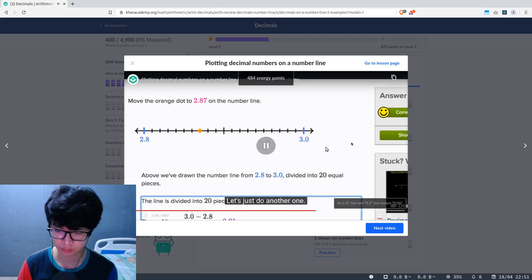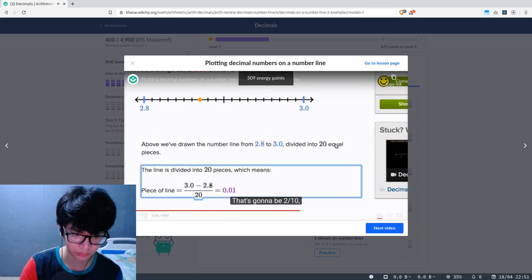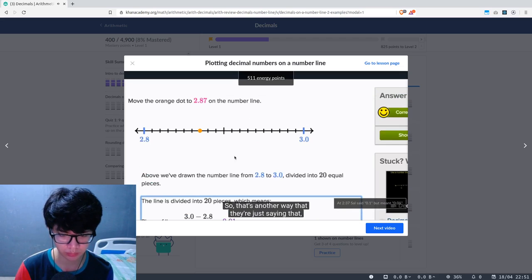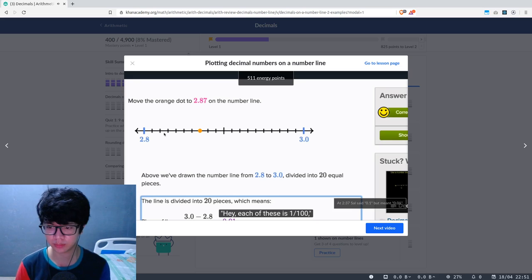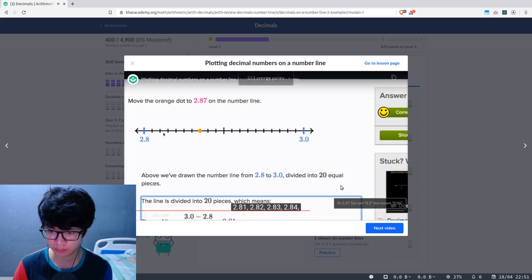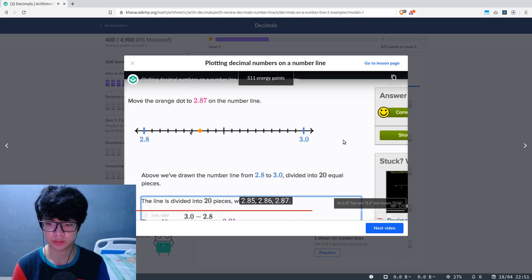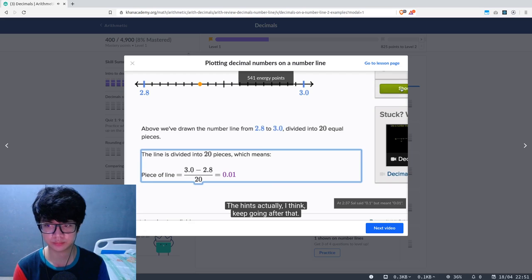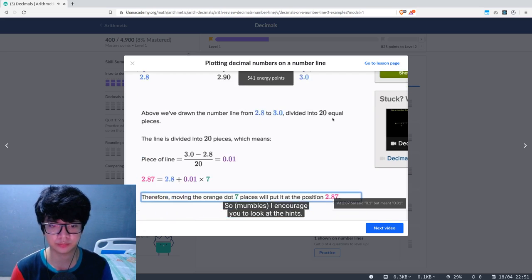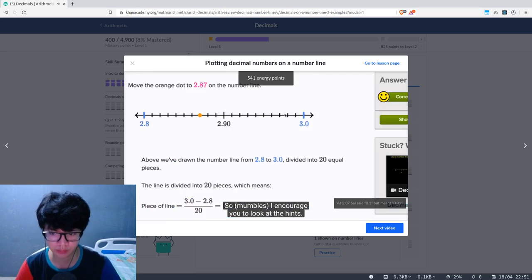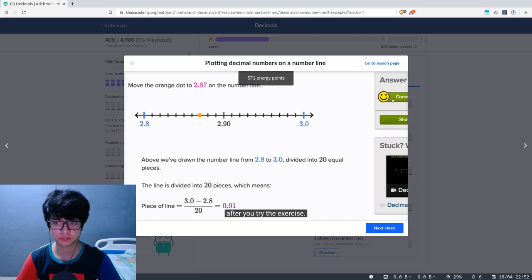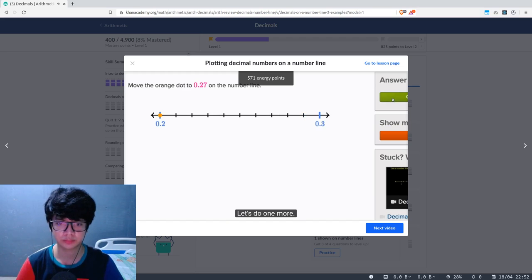Let's just do another one. And the hints, I think, keep going after that. So I encourage you to look at the hints, see if you can make sense of them after you try the exercise. So let's try another one. Let's do one more.